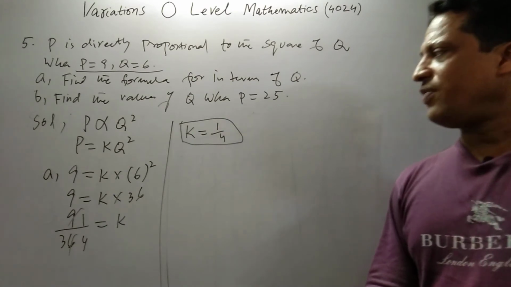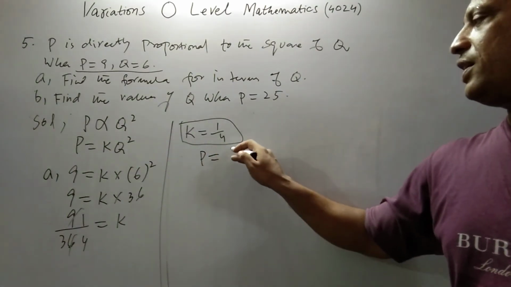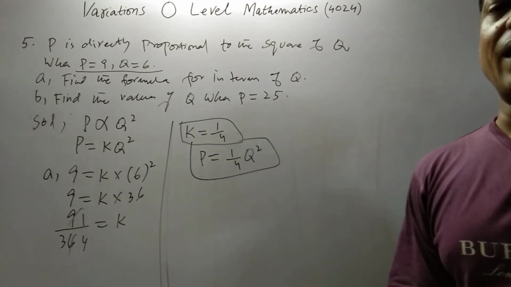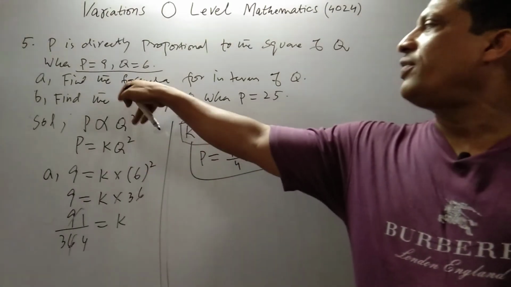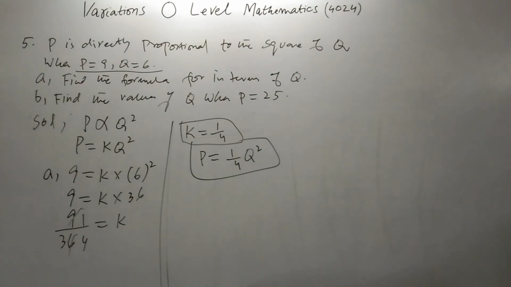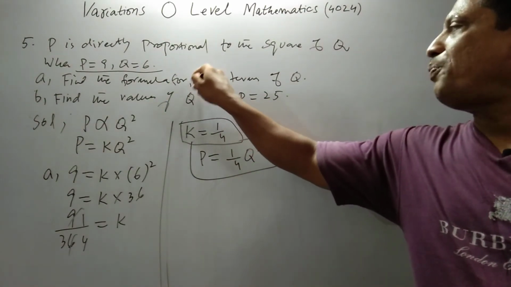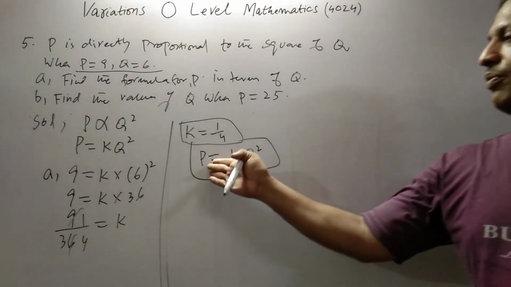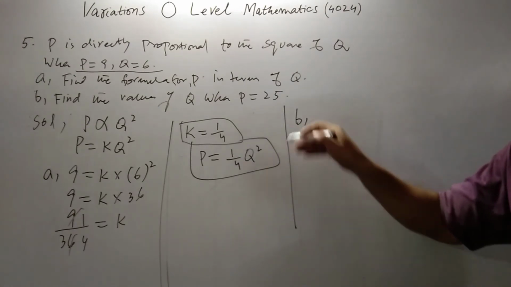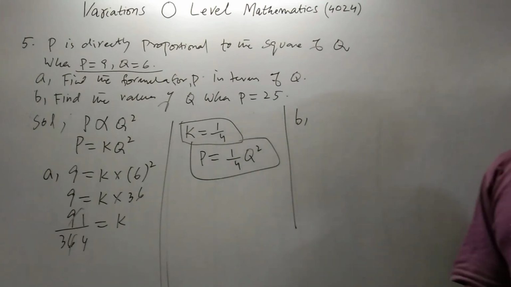Now put this value of K in this given formula. You will get 1 upon 4 Q square. This is the requirement of part A. What is the requirement? Find the formula for P in terms of Q. This is the formula. P is equal to 1 upon 4 Q square. Now, next part B. Find the value of Q when P is equal to 25.